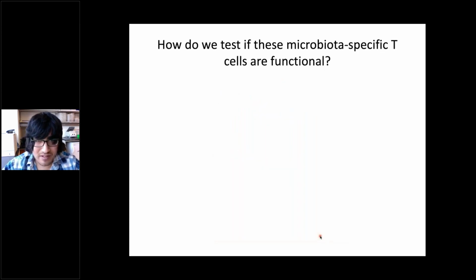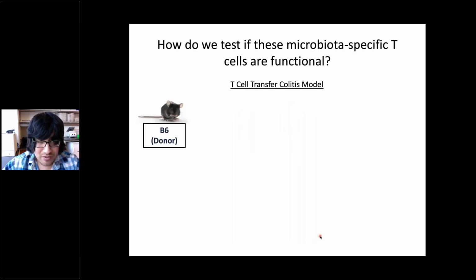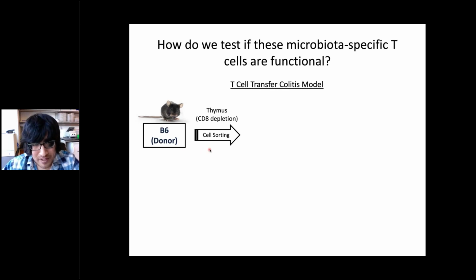So for this, we used the T cell transfer colitis model, in which we used donor mice, and these were our mice that were colonized with SFB. I'm just showing here SFB, but the same thing happens with E. coli. These mice were colonized with SFB at weaning, and then after 2 weeks, we isolated the thymus. We collected the thymus that had the SFB specific T cells, and we depleted CD8 T cells to basically have a cell suspension that was enriched for CD4 single positive cells.